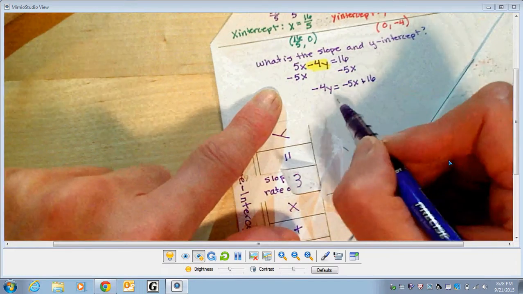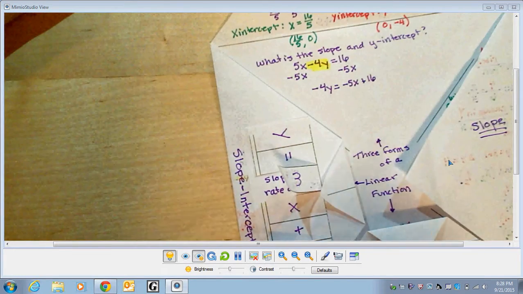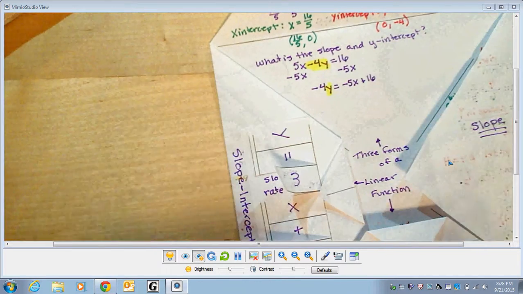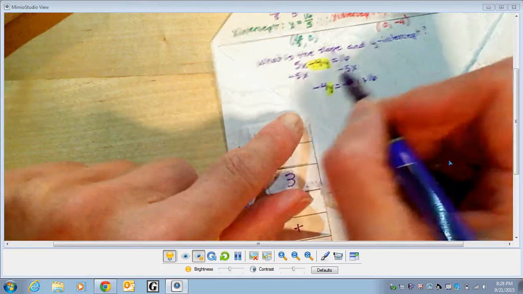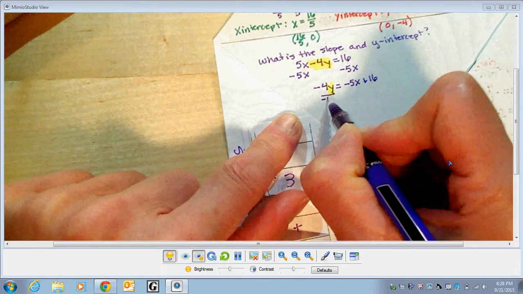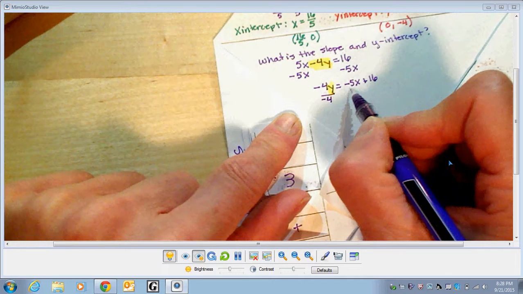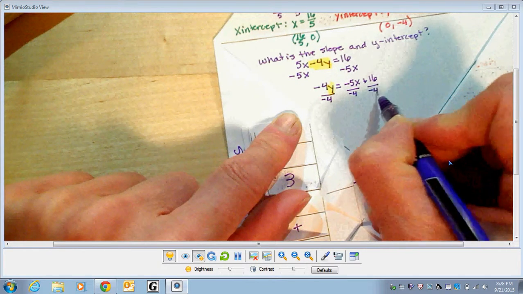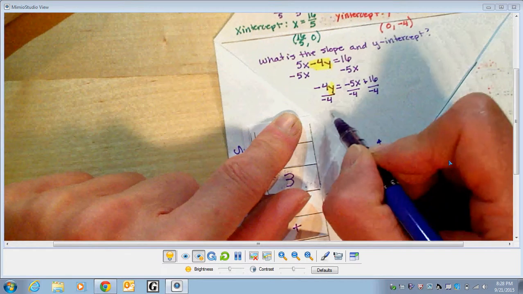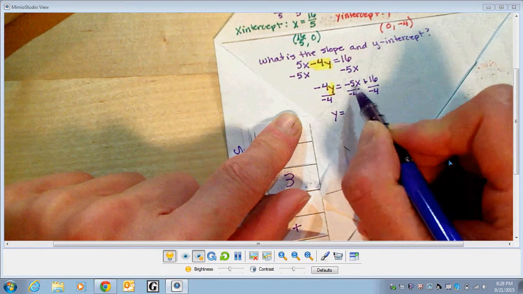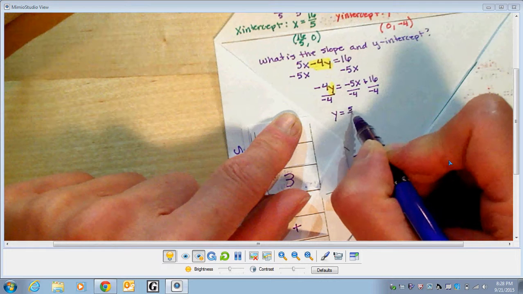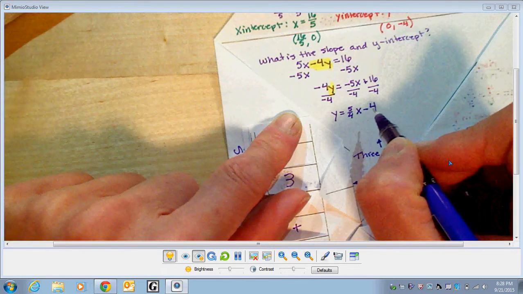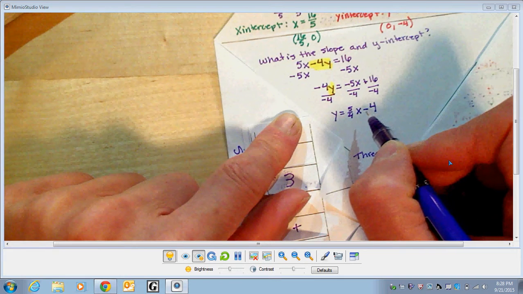I almost have y by itself. I have the y term by itself, but here I want just the y by itself. So that means I have to divide both sides of that equals by negative 4. I'm going to do every single term. Okay? So that means y equals, well, that's going to be a positive 5/4 x minus 4.